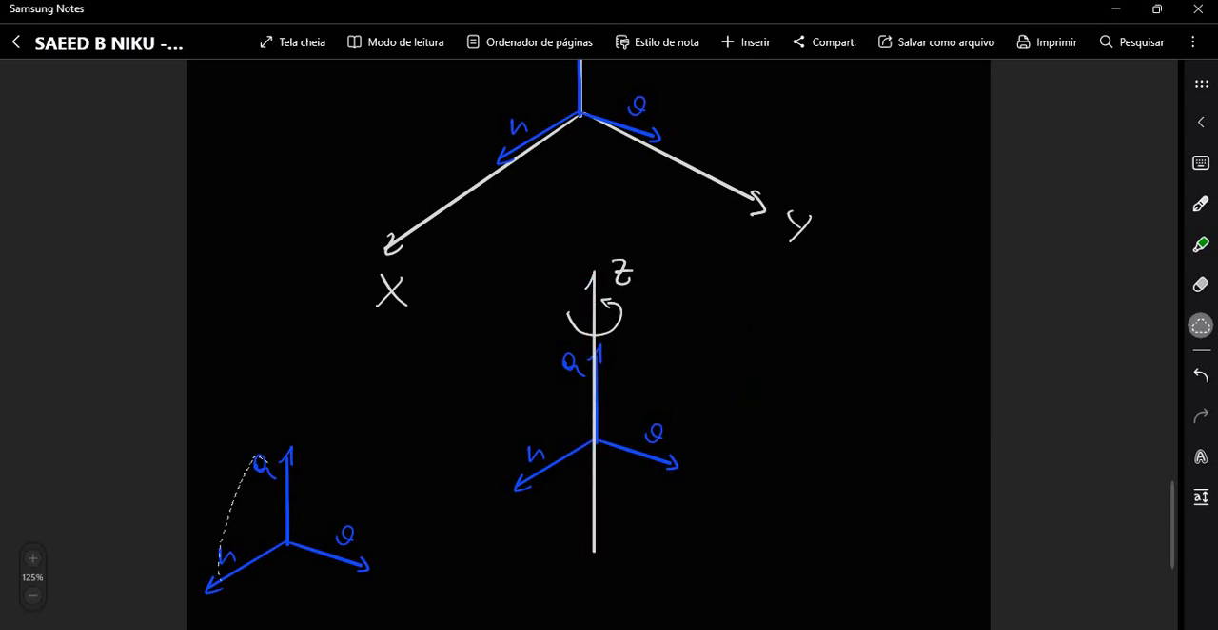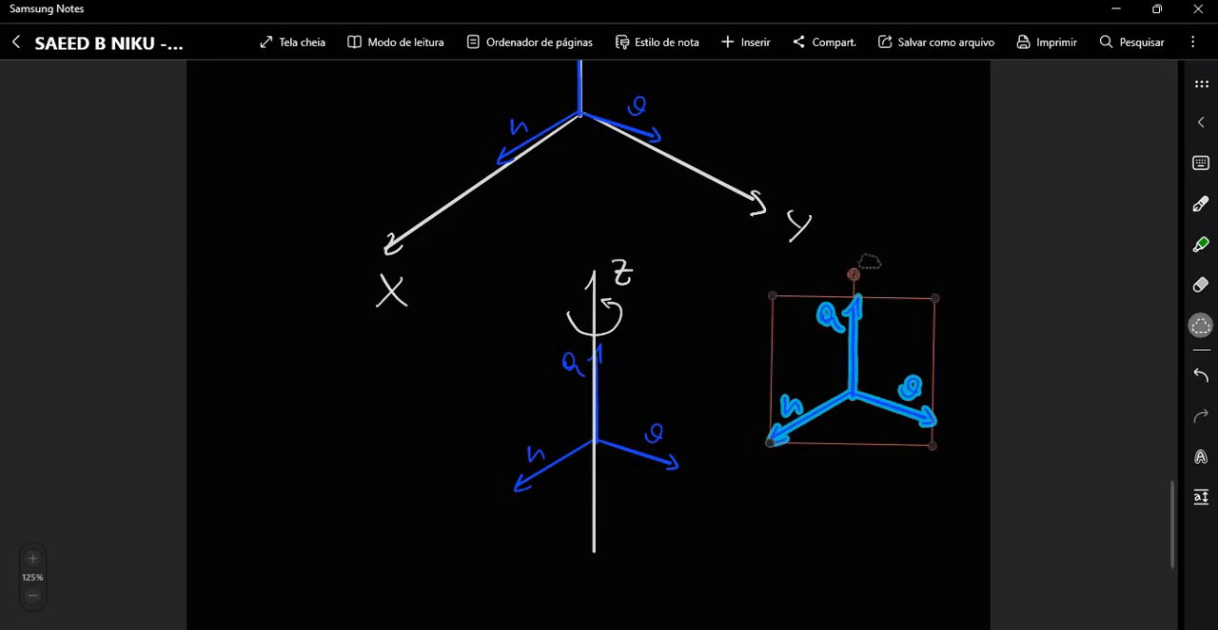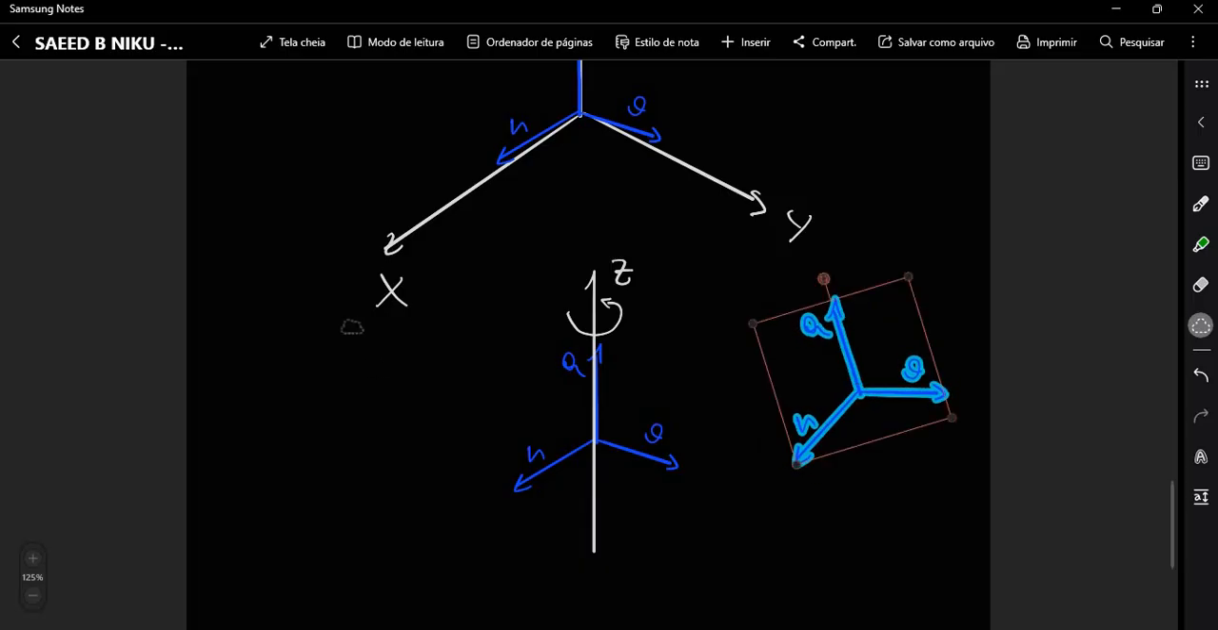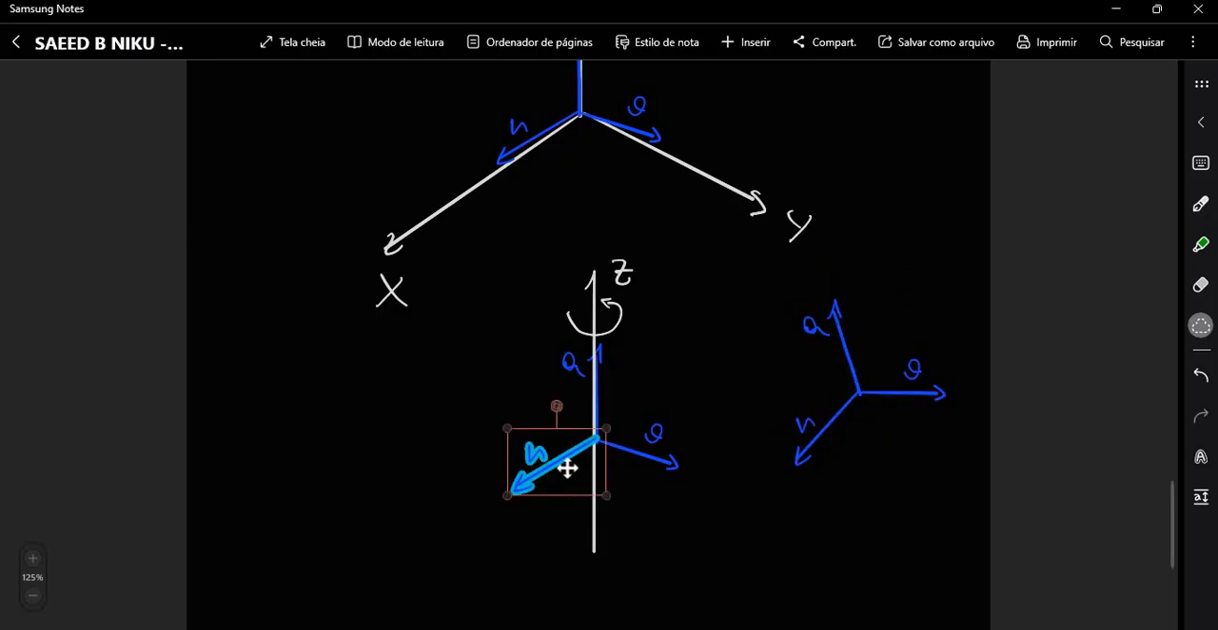And if we rotate this reference system 90 degrees, this axis, this unit vector n is going to tend for this direction, and this unit vector O will also change, and it will look this way.